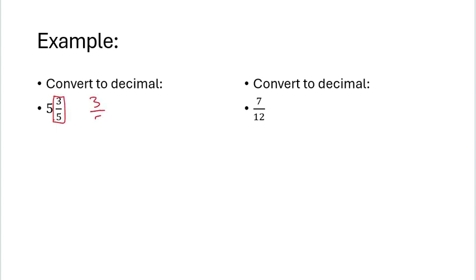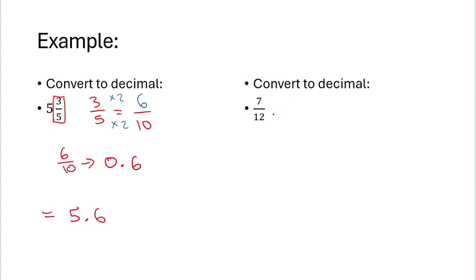So 3 over 5 can be written with a denominator of 10 by multiplying by 2 on the top and bottom. So I end up with 6 over 10. And now, since it's 6 over 10, it can be written in decimal form as 0.6. But because we have 5 wholes, we end up getting 5.6 as our answer.